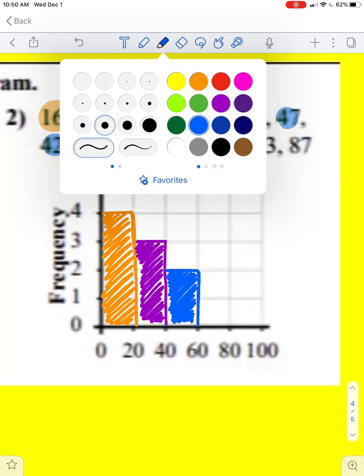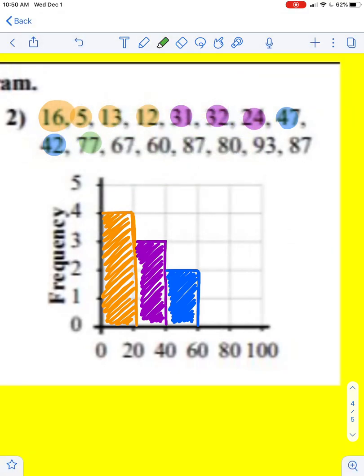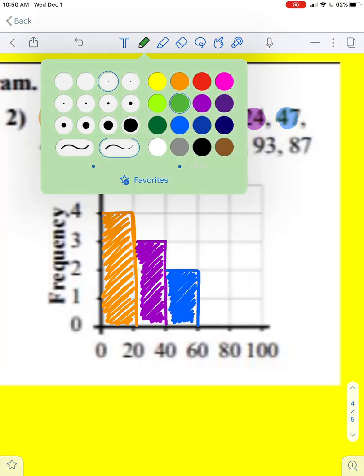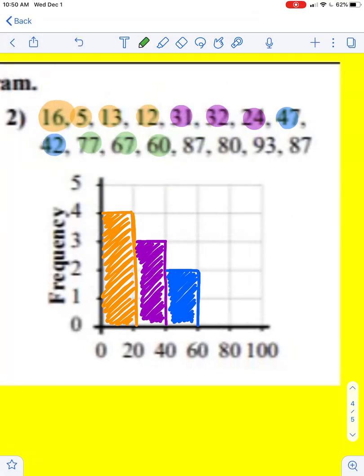Then I'm going from 60 to 80. So I've got 77, 76, 60 that fit in there. So I'm going to draw another line, draw a line up to 3. So I've got 3 numbers that fit there. And then from 80 to 100.